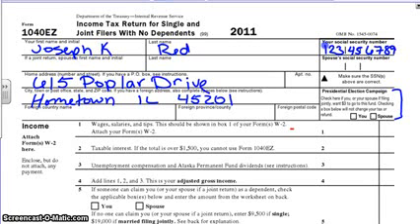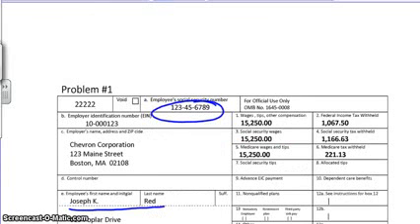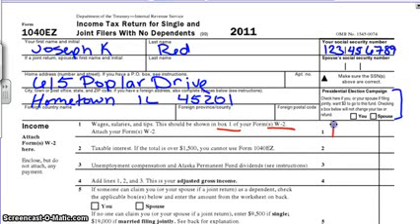Next thing that we're going to take a look at is line 1. This is actually getting into the process of filling out your 1040 Easy. Line 1 says your wages and salaries and tips. This is shown in box 1 of your W-2 form. So again, this is our W-2 form. Let's take a look at box 1. That $15,250 is going to be added onto line 1.